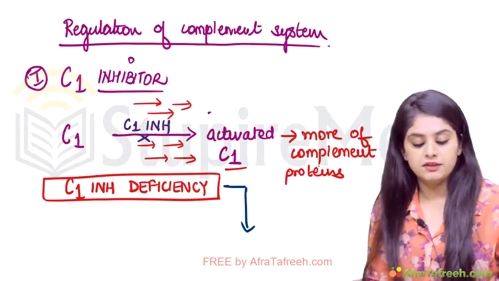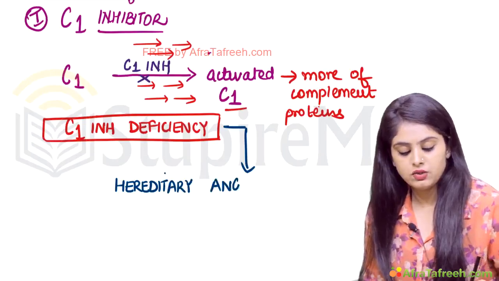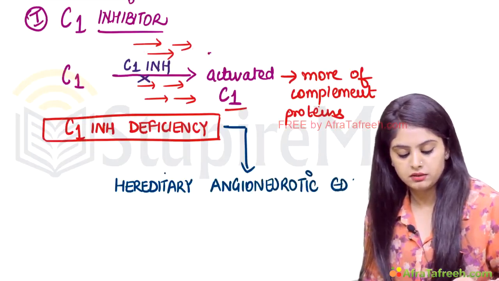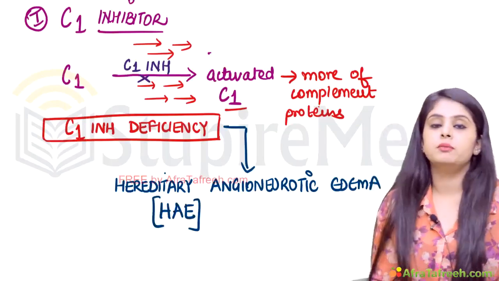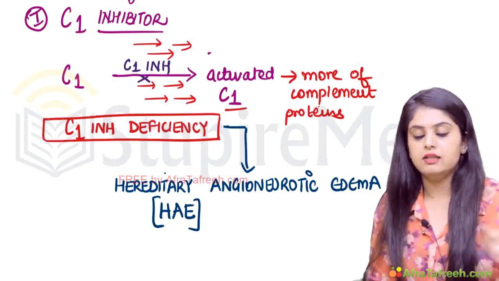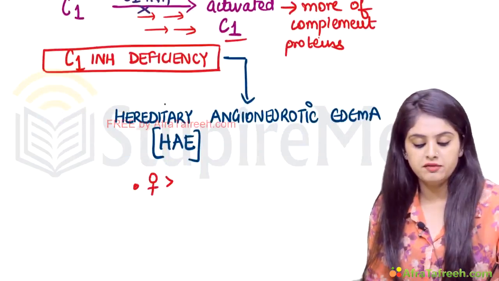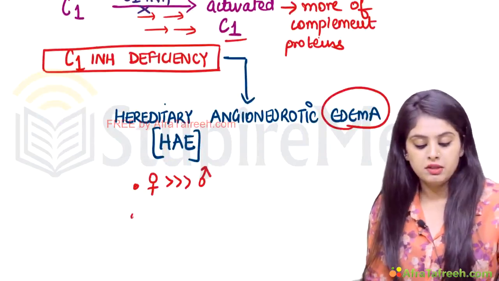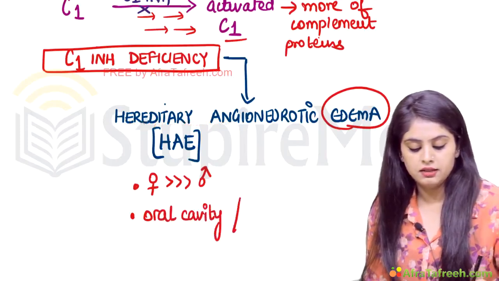When there is C1 inhibitor deficiency, it is known as hereditary angioneurotic edema. HAE is how it is very commonly abbreviated. Now students, this condition is more commonly seen in females than males. And if we are saying edema, remember this tends to occur more in the oral cavity and the larynx.